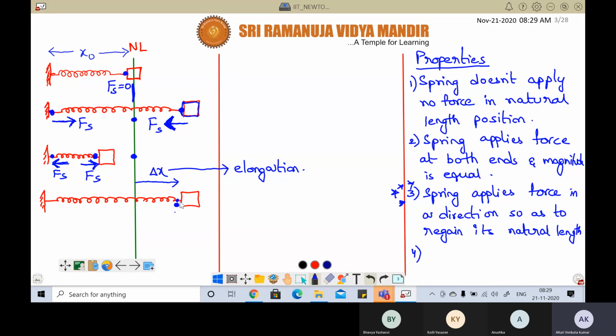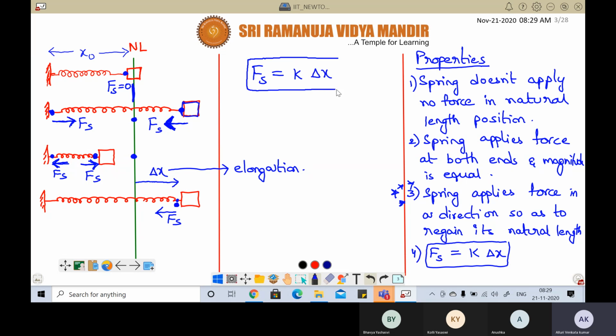Left or right? Right. Spring force, left, sir. Spring force is left. So the magnitude of that spring force is given by Fs is equal to K times delta x. Fs is equal to K times delta x.